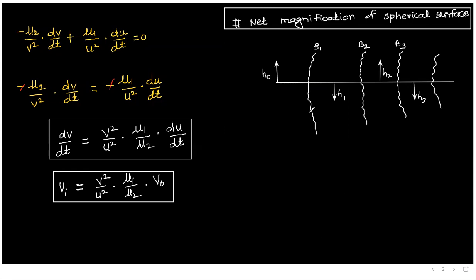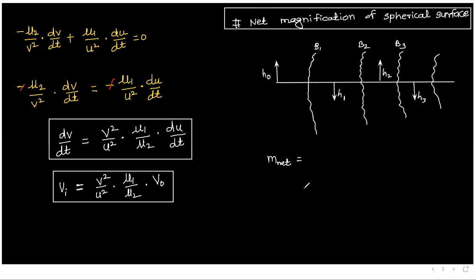Then in this case, if I want to find net magnification in such types of cases, magnification means what? Height of image by height of object. You know this already, right? So first, magnification means what? Height of image by height of object.